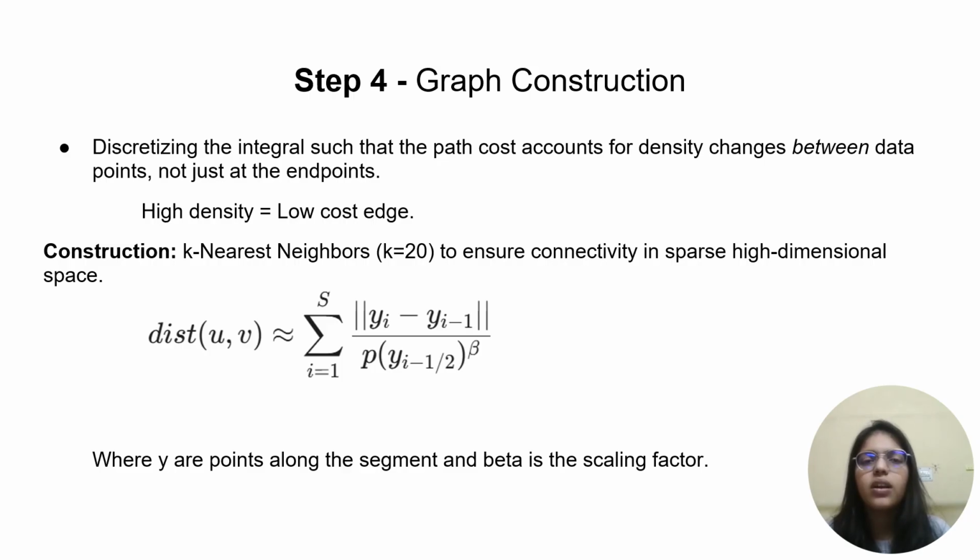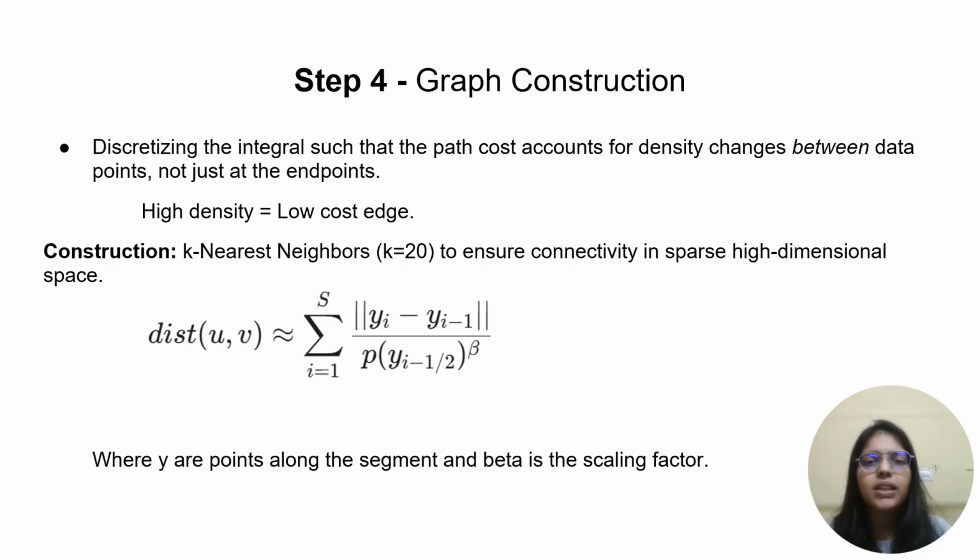If you recall the light traveling through glass analogy, light bends and slows down as it enters dense material. Here the opposite is true. We define our distance such that when the path segment between 2 points passes through a high density region, the edge cost is low. Conversely, if the path tries to cut through a low density region, the cost is high due to the parameter beta.